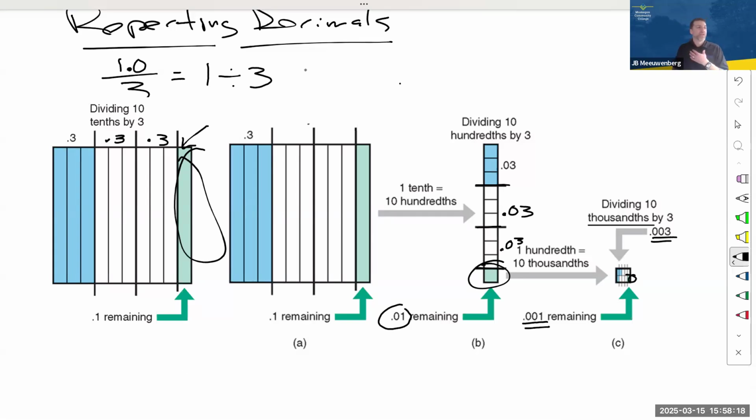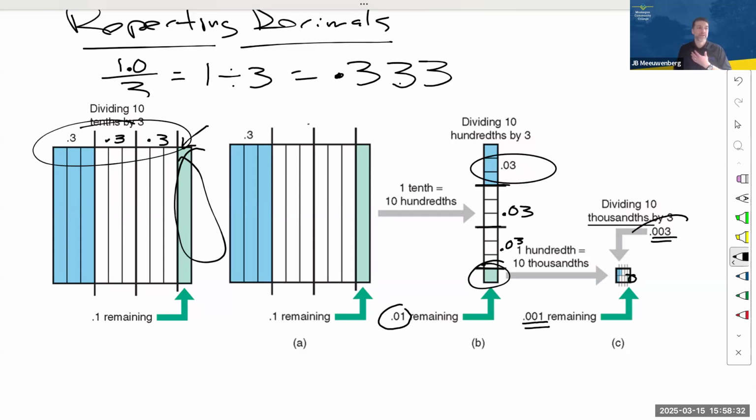And so what we end up with is 1 divided by 3 equals 0.3 from here, another 3 in the hundredths place from here, another 3 in the thousandths place from here, and it just keeps going, right? That's going to go on and on and on forever. That is a repeating decimal, or we may even call it an infinite decimal.